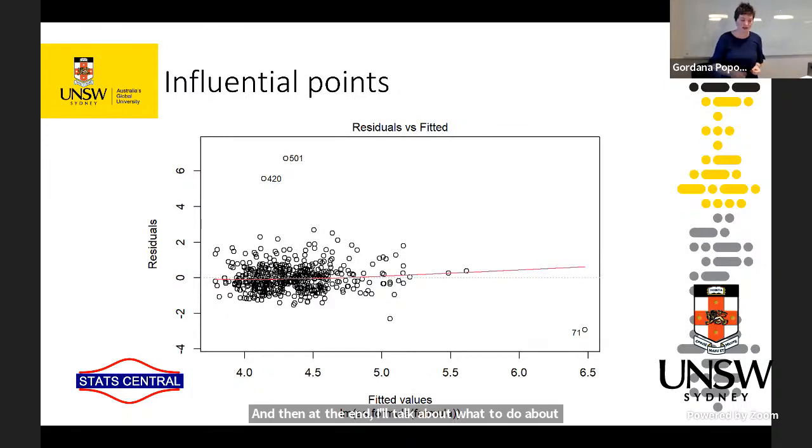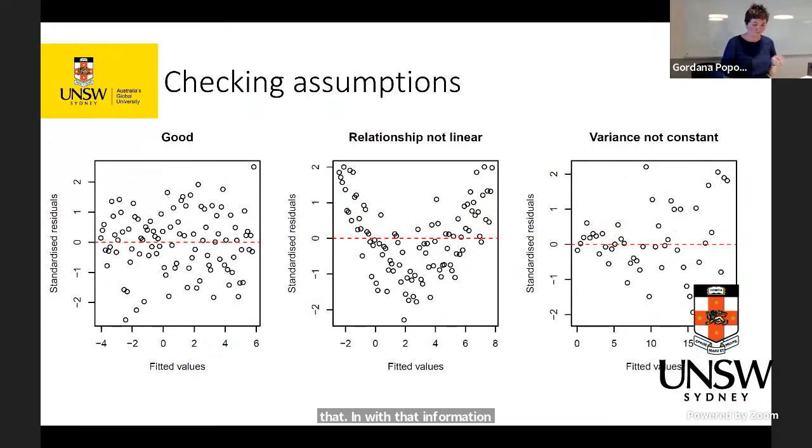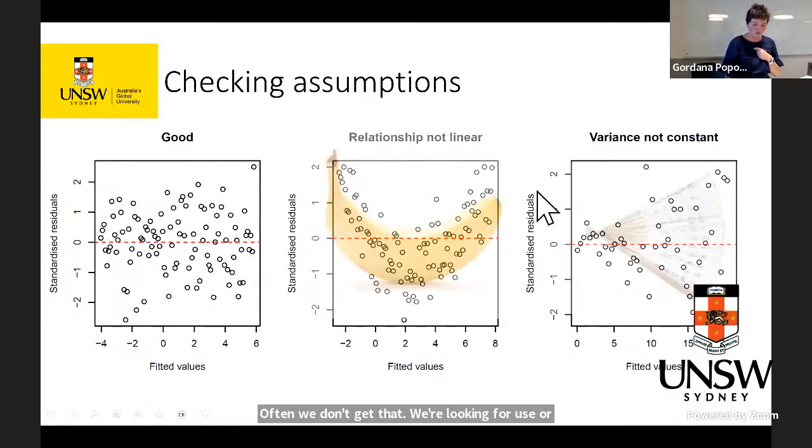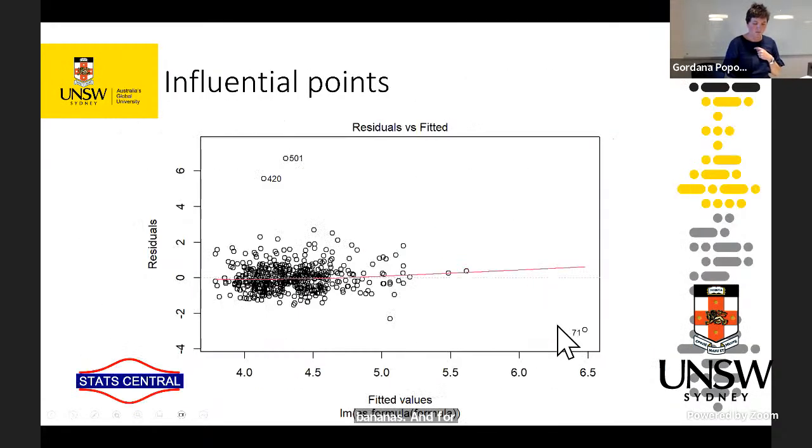Okay, so we've got influential points. Remember, we'd like something like this, but this is pretty ideal. Often we don't get that. We're looking for U's or bananas, and for fans, and for influential points on either side, things that are sort of far away from the others.